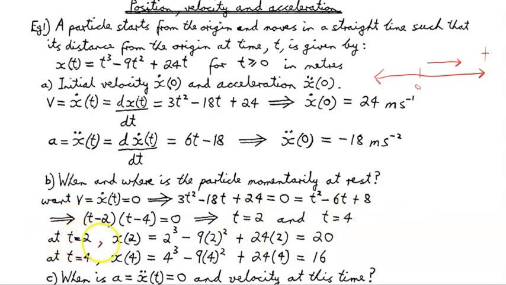Now at t equals 2, its position, x of 2, so we need to substitute that back into this one up here. Substituting that in, 2 cubed minus 9 times 2 squared plus 24 times 2 will give us 20 meters to the right, so it's plus. At t equals 4, the distance from the origin is 4 cubed minus 9 times 4 squared plus 24 times 4, which is 16. So it's less. In that space of 2 seconds, it has moved closer back towards the origin. And now it's only 16 meters from the origin.